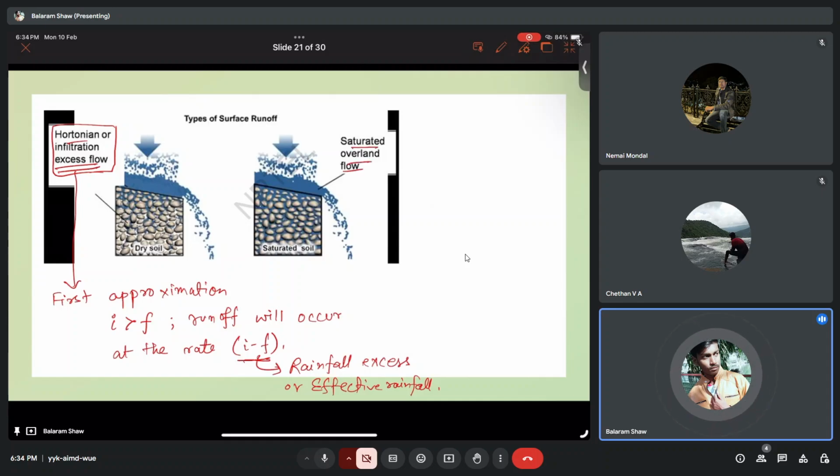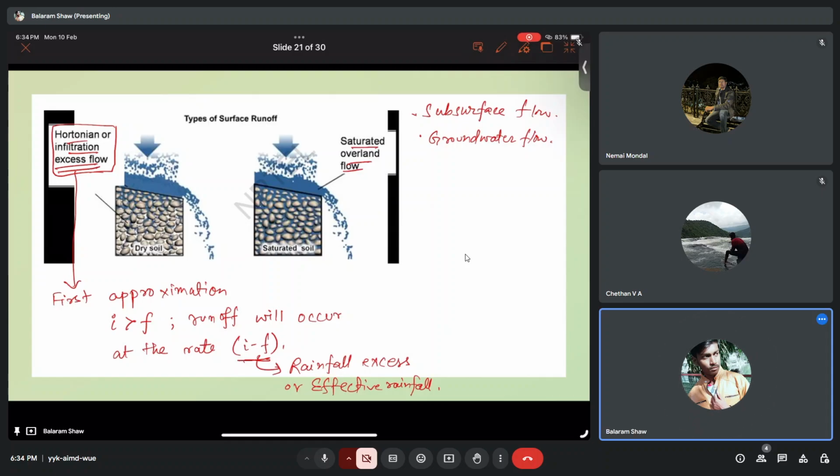Okay. Other than that, we have subsurface flow and also groundwater flow, right? So one question is, what is the difference between this infiltration excess flow and saturated overland flow, right? So here you can see the main difference is, in infiltration excess flow, along with the overland flow, the depression storage also occurs, that is retention occurs. Then detention occurs, that is surface detention storage is there, right?